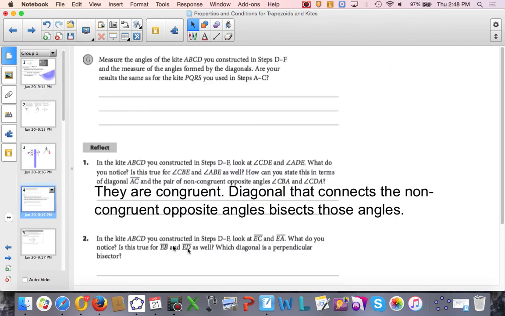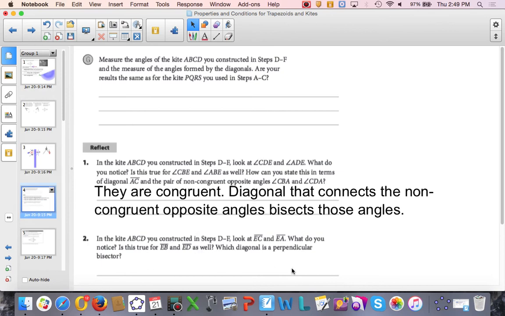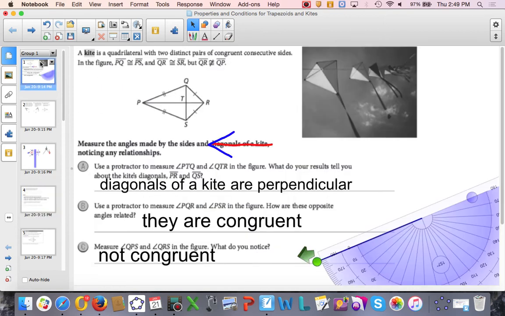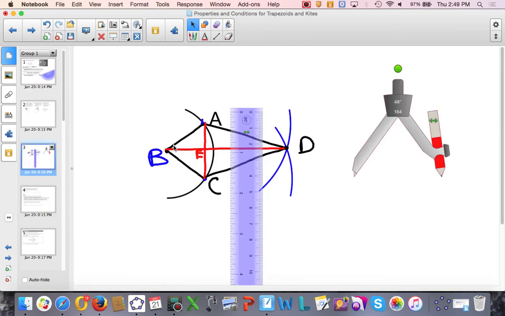Is this also true for EB and ED? Well, very obviously, visually, we see that EB is not congruent to ED. So no, that's not also true there. So which diagonal is a perpendicular bisector? Because we've already established back here that the diagonals of a kite are perpendicular. But even more so, we can say that the diagonal between the non-congruent angles is the perpendicular bisector of the other diagonal.